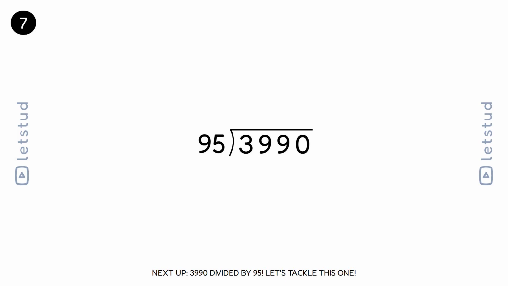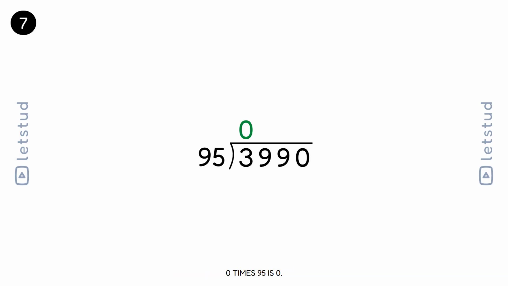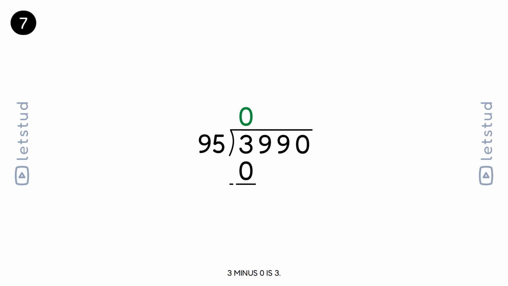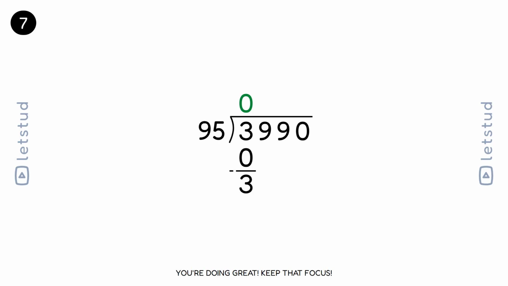Let's tackle this one. We start with the first digit 3. 95 doesn't fit into 3, so that's 0 times. 0 times 95 is 0. 3 minus 0 is 3. You're doing great, keep that focus.